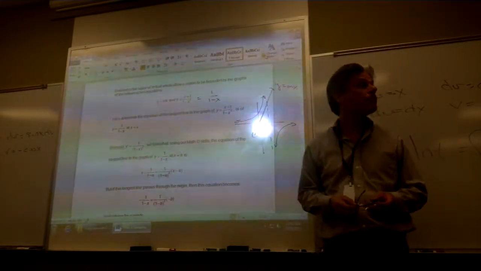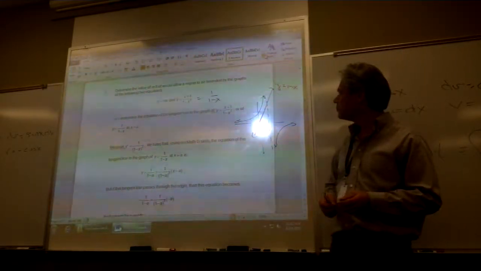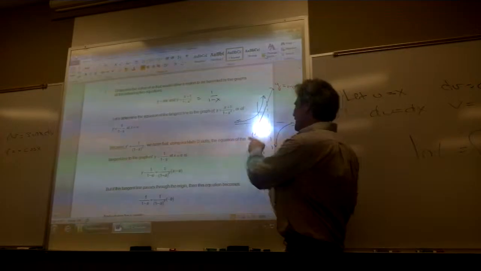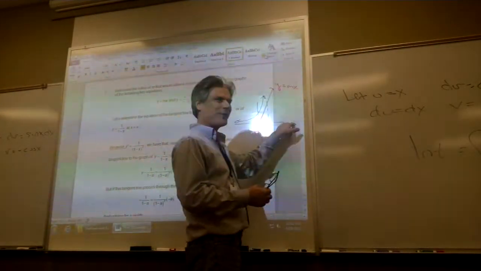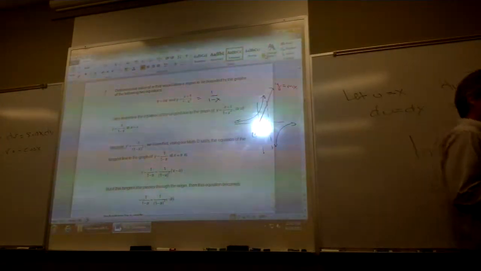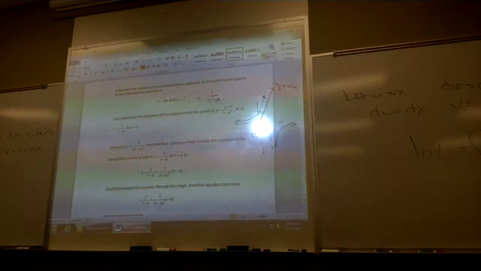Why did you shift it to the right? You did shift it to the right. Oh, I did not. I shifted it to the left, then reflected over the y-axis, because I took y equals 1 over x plus 1 and replaced the x with negative x.